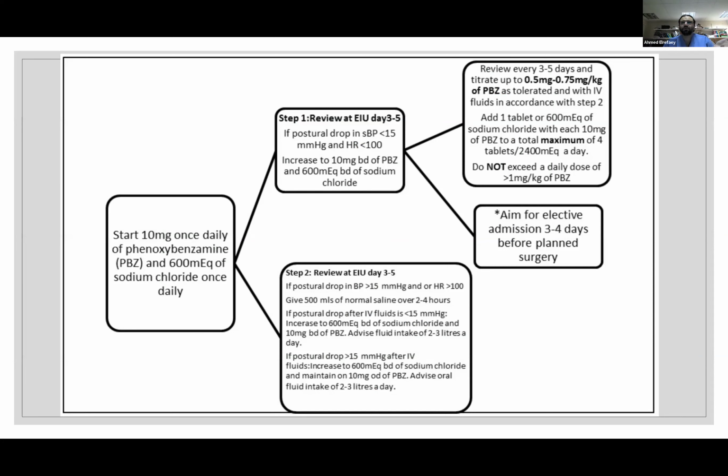And when the patient is not in hospital, they are at danger of being very hypotensive without correction. And this is what we try to achieve with the sodium chloride tablets. They take the sodium chloride, they drink a lot of water, and this fluid remains in the circulation and the interstitial tissue. And this is how we start. And then we start reviewing the patients in our pre-assessment clinic, and we measure the postural hypotension. So if we have a postural drop less than 15 millimeters of mercury and a heart rate less than 100, we keep increasing the phenoxybenzamine dose and the sodium chloride tablet dose until we achieve what we need to achieve.